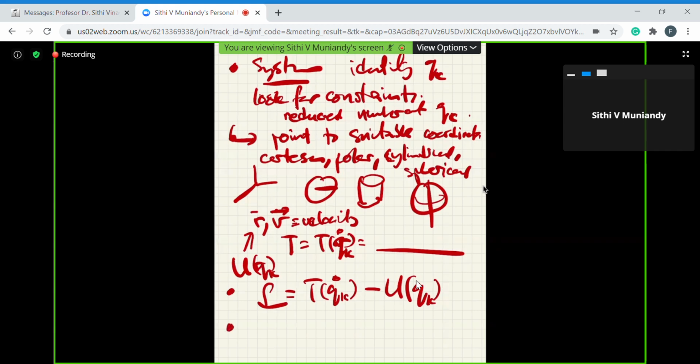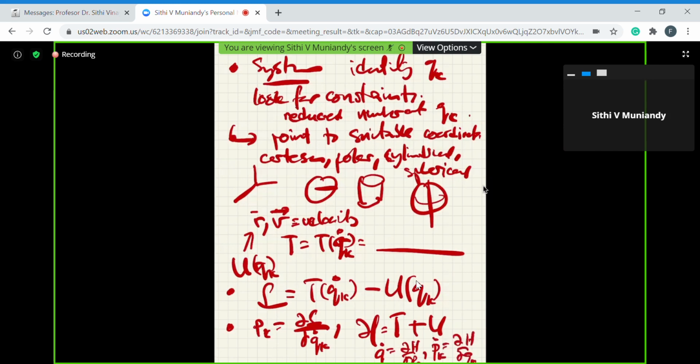Once you get these, you can calculate the generalized momenta by taking the derivative with respect to Q dot. Then you can write down your Hamiltonian as a function of T plus U. Then Q dot is the derivative with respect to P_k, and P_k dot is the derivative with respect to Q_k.